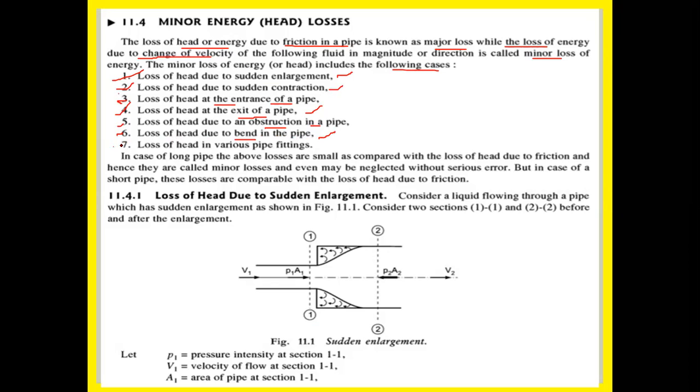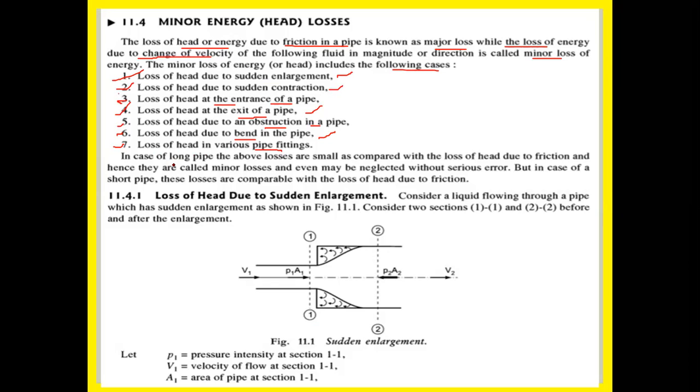Next, what is the next one? Loss of head in various pipe fittings. Whenever you are doing any plumbing work of pipe fittings, and two or three persons are doing the same work, one person will fit in a normal way, one person will fit tightly, depending upon the criteria. Based on that also some sort of energy will be lost. So like this, you have seven main types of minor energy losses in the pipes.